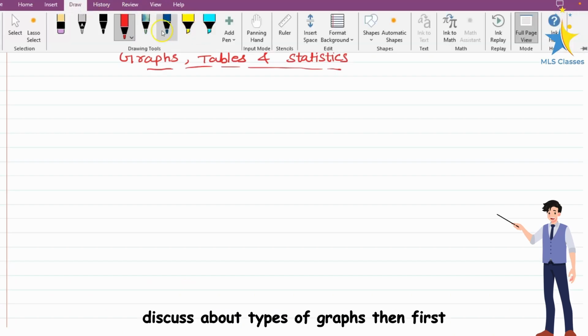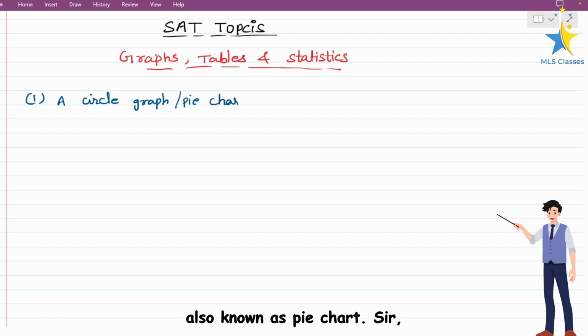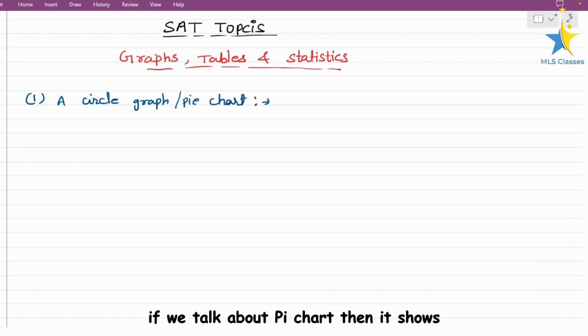If we discuss types of graphs, the first is a circle graph, which is also known as a pie chart. A pie chart shows how the parts that comprise a whole compare with the whole and with each other. That means each slice of a pie chart is typically labeled with a percentage.